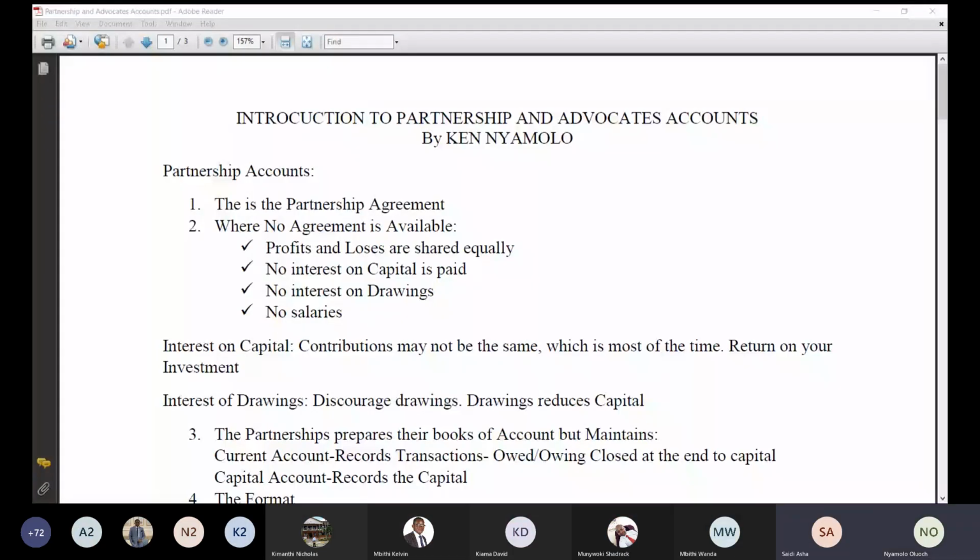Today was quite hectic, but I believe we should be able to get an idea or two on how we should be able to pick a few marks on partnership accounts and advocates accounts. I believe you are able to see my screen. Yes. Okay.